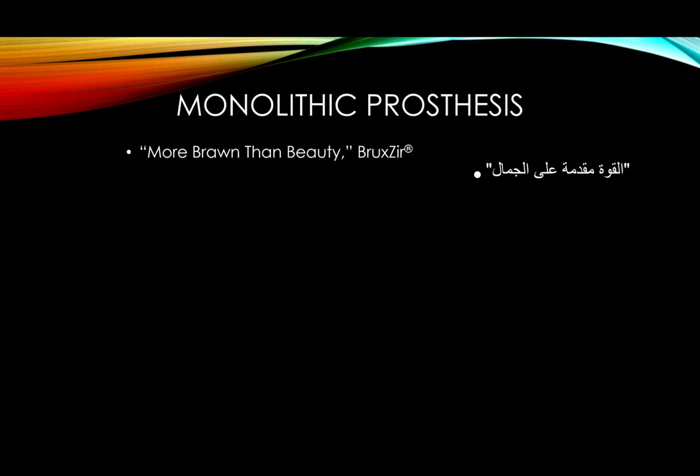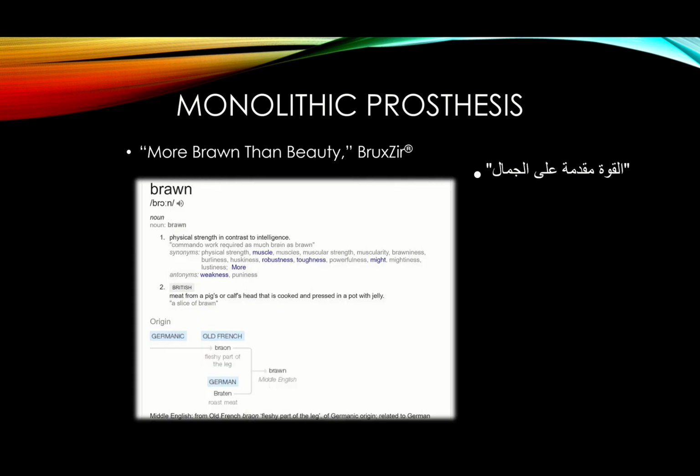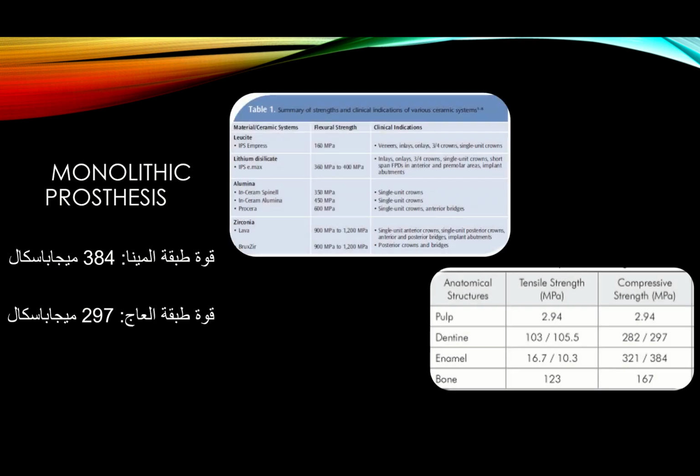All right, so just warming up here. This was the advertising for Procera, more brawn than beauty. Now let's keep a couple of things in mind. I'm going to show many tables and many numbers and statistics, and you will see that these numbers are not identical in different studies. In different tables you will see the same material with different flexural strength, because it depends on the testing and everything.